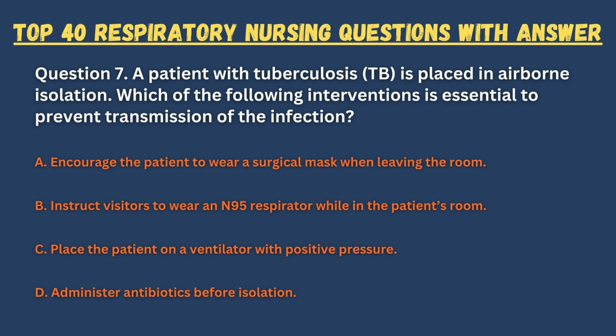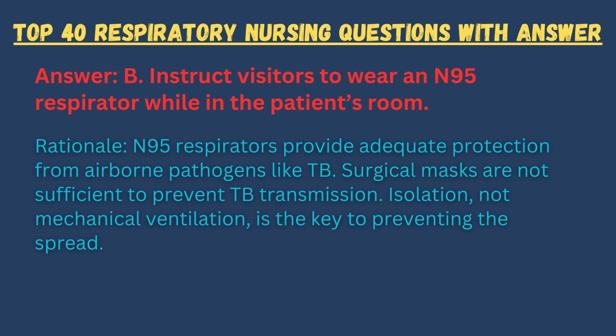Question 7. A patient with tuberculosis, TB, is placed in airborne isolation. Which of the following interventions is essential to prevent transmission of the infection? A. Encourage the patient to wear a surgical mask when leaving the room. B. Instruct visitors to wear an N95 respirator while in the patient's room. C. Place the patient on a ventilator with positive pressure. D. Administer antibiotics before isolation. Answer: B. Instruct visitors to wear an N95 respirator while in the patient's room.